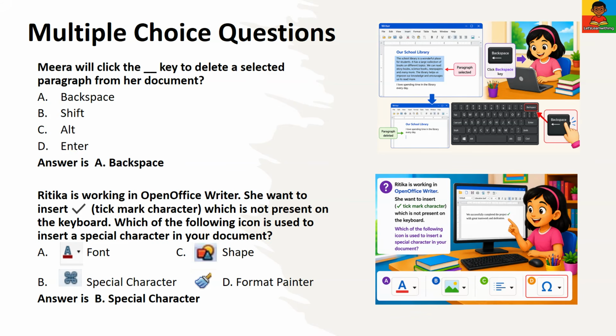Next, Ritika is working in OpenOffice Writer. They want to insert a tickmark character, which is not present on the keyboard. Which icon is used to insert a special character? A. Font. B. Special character. C. Shape. D. Format painter. The correct answer is B. Special character.